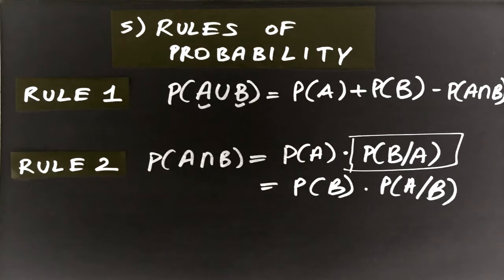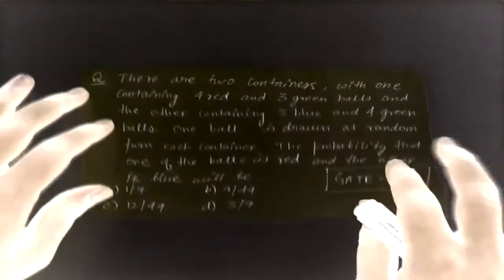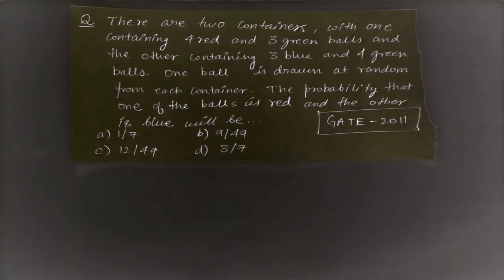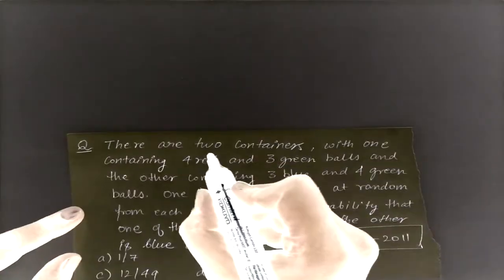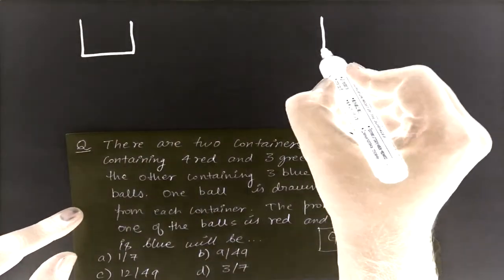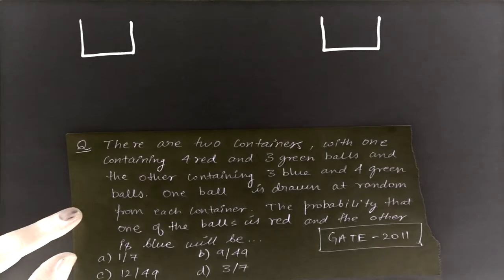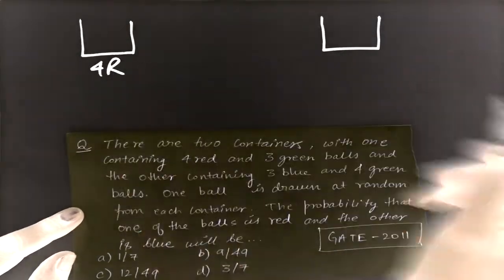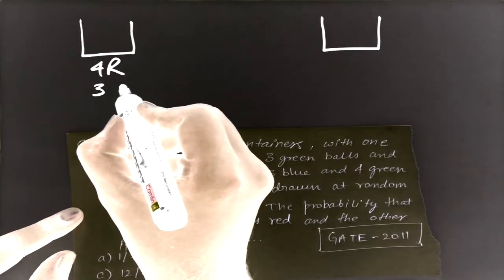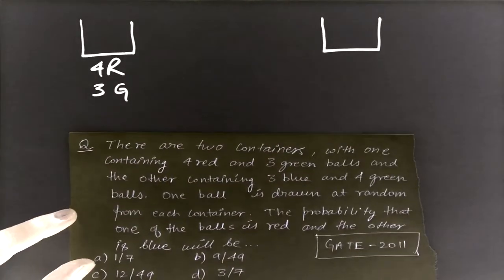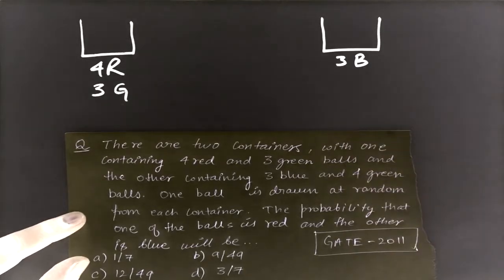Now let's do some numericals. This is our first question. It says there are 2 containers, with one containing 4 red and 3 green balls and the other containing 3 blue and 4 green balls. Okay, let's do it step by step. So there are 2 containers. So one container with 4 red and 3 green balls and the other containing 3 blue and 4 green balls.